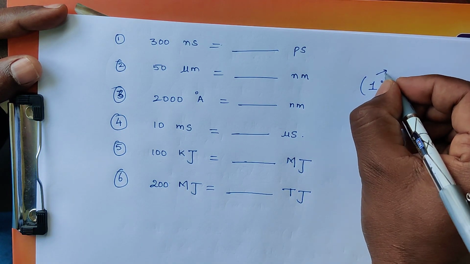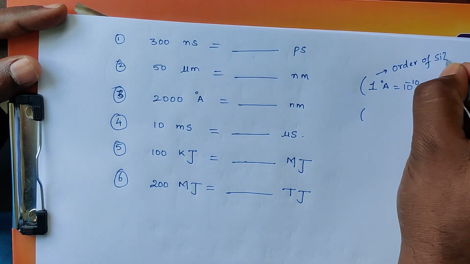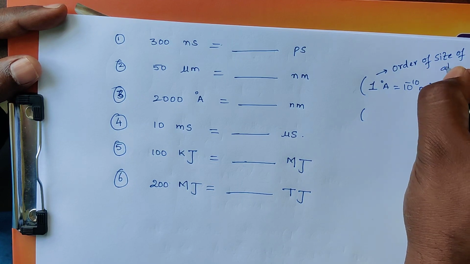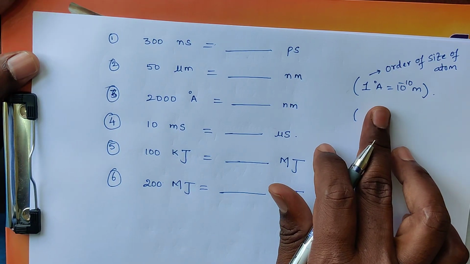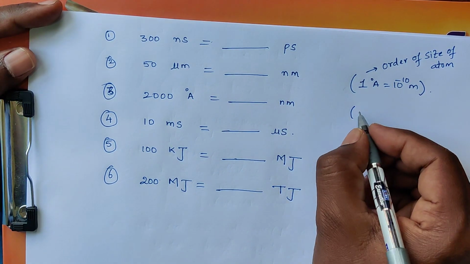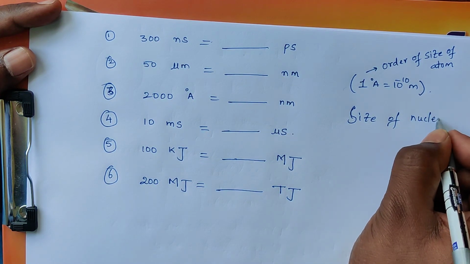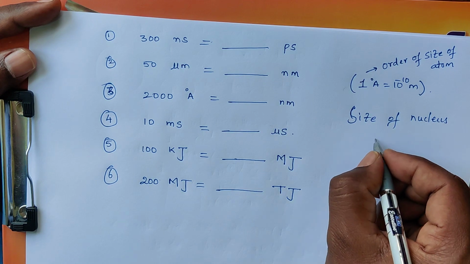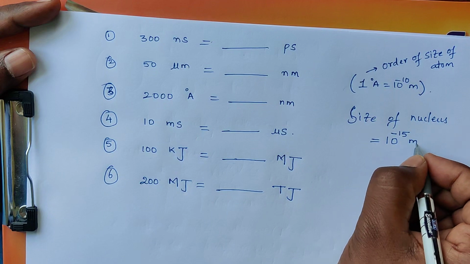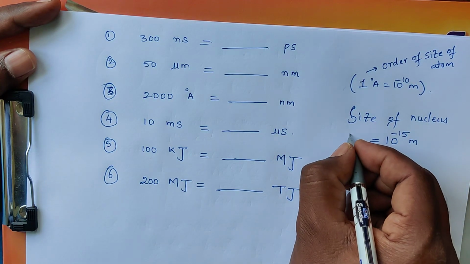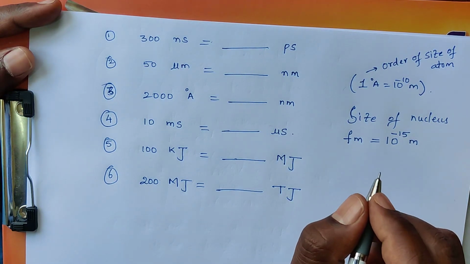Angstrom is the order of the size of an atom. The size of an atom is always measured in terms of angstroms. 1 angstrom is nothing but 10 to the power of minus 10 meters. Now, the size of the nucleus. The nucleus is still very small in size. So the size of the nucleus is in the order of 10 to the power of minus 15 meters. We call 10 to the power of minus 15 meters 1 Fermi, or femtometer.